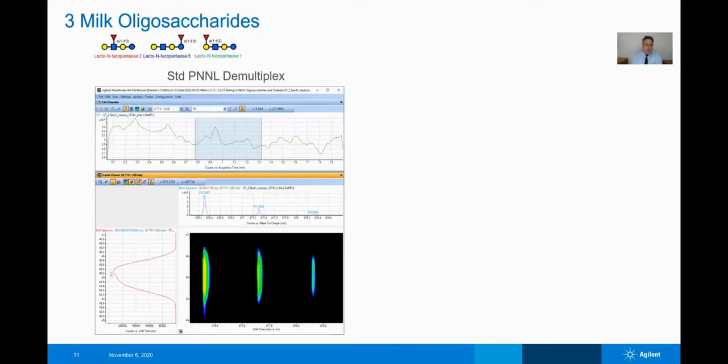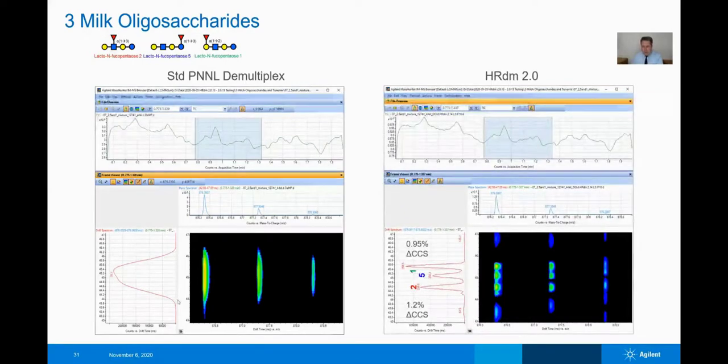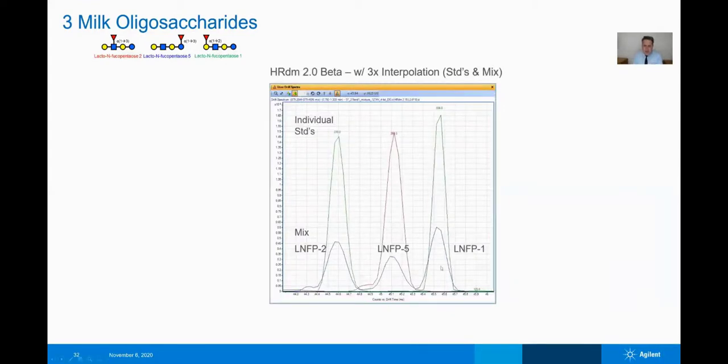Here's 3 milk oligosaccharides, and we're looking here at these in the standard demultiplexing mode, and you can see the peak on the left-hand side here is a wide peak, and it's not hard to imagine that there are multiple isomers present underneath that peak, unresolved. When we pass it through the preprocessor and the high resolution demultiplexing, then each of those 3 isomers is nicely revealed.